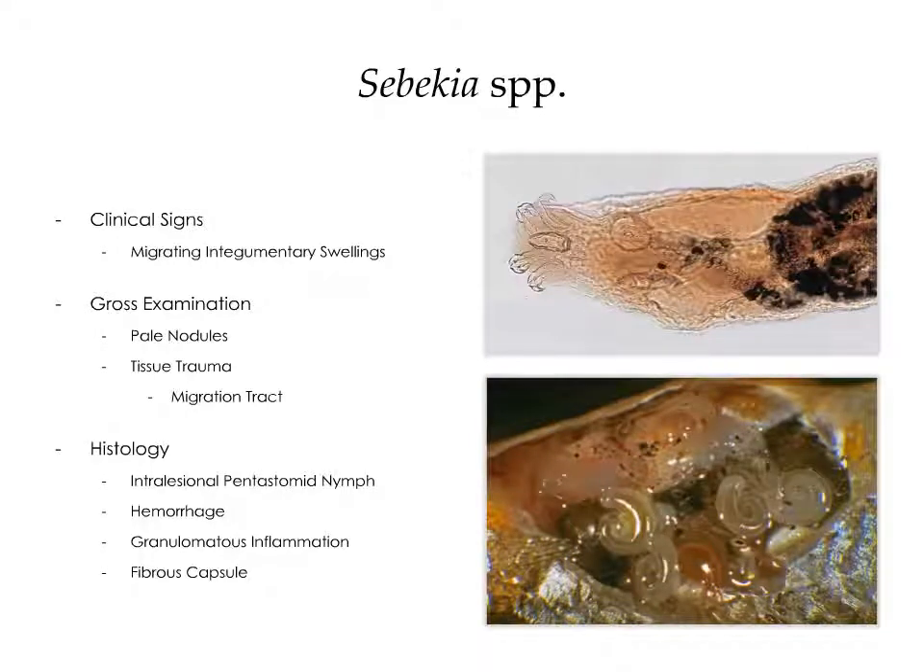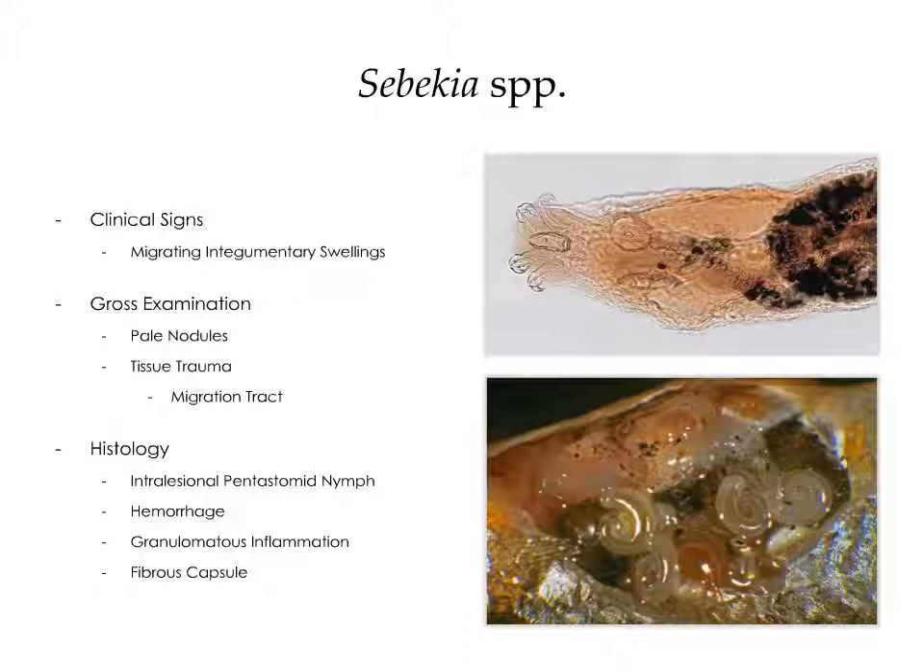Clinical signs associated with infection include migrating and tegumentary swellings. On gross examination, common lesions include pale nodules which are scattered throughout the mesentery and viscera. You'll also find areas of trauma, which represent parasite migration tracts. Histologically, affected tissues will have intralesional pentastomid nymphs within areas of hemorrhage and granulomatous inflammation. In chronic infections, the parasite will be surrounded by a fibrous capsule.